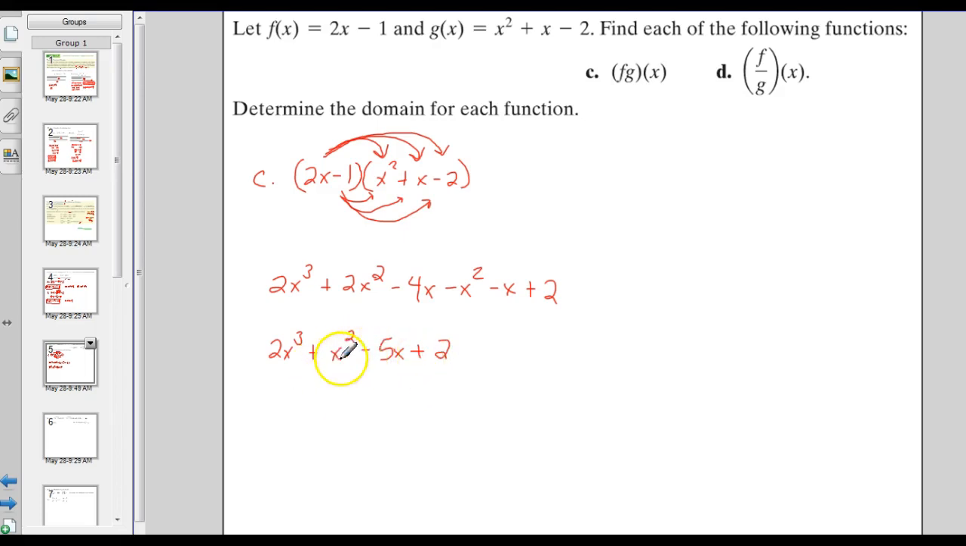Okay, this is still a polynomial. It's just everything's whole number powers. There's no division. There's no square roots and negatives. So the domain is still all real numbers, so negative infinity to infinity.